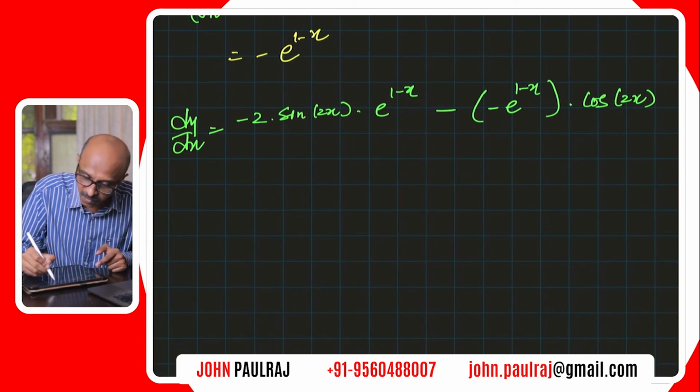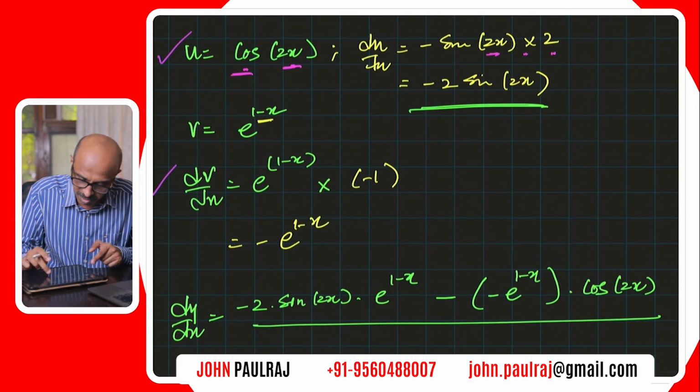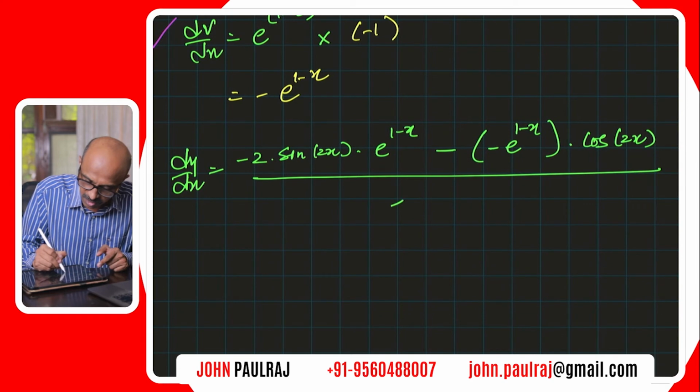Okay, divided by, don't forget that, divided by the square of the denominator. The denominator was e to the power of 1 minus x. And let's just square it up. e to the power of 1 minus x, the square.